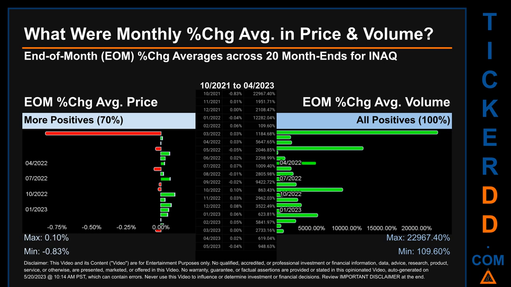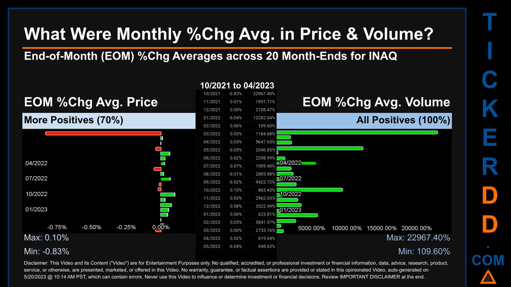From 10/2021 to 04/2023, 14 out of 20 month ends had a positive percentage change in average price. That is 70% of month ends saw a positive percentage change in average price. In terms of volume, 20 out of 20 month ends had a positive percentage change. That is 100% of month ends saw a positive percentage change in average volume.